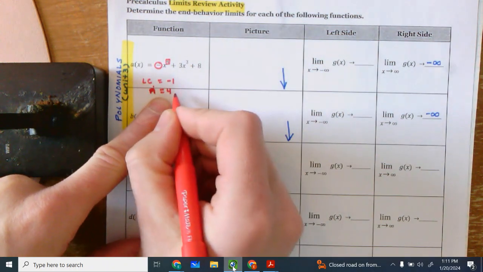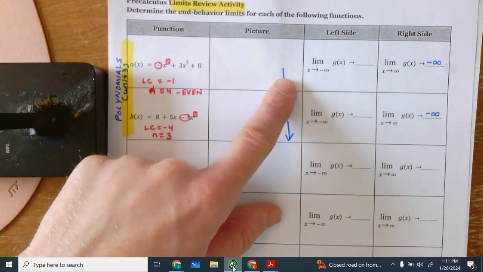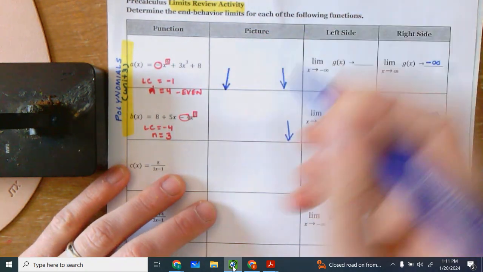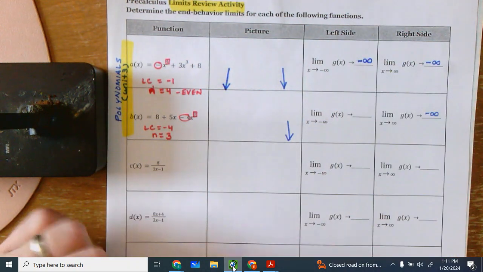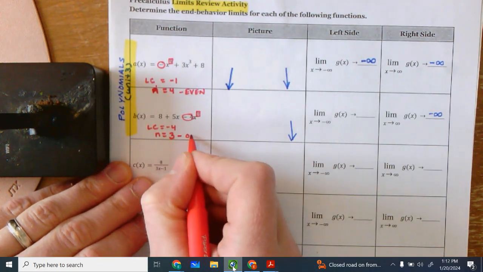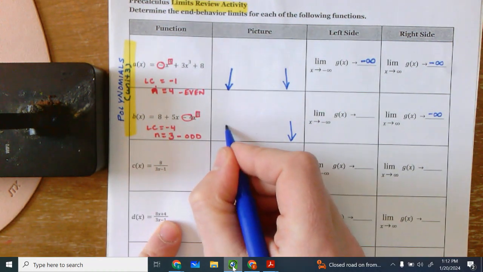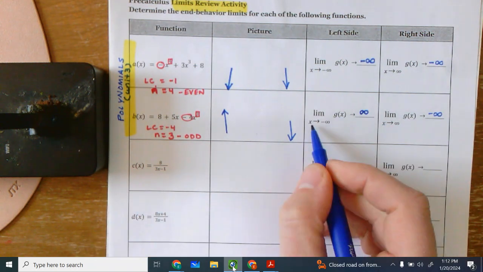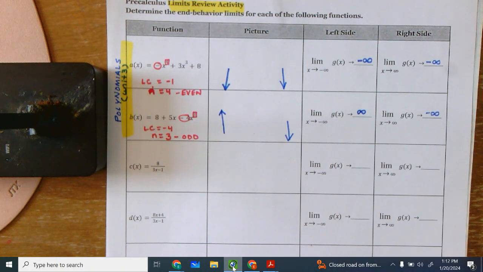If you have an even degree, that means that the right side and the left side are going to go in the same direction. So for A of x, the left side limit is also going to be negative infinity. For B of x, the degree is odd. If you have an odd degree, that means that the left and the right side are going to move in opposite directions. So the left side is going to be going up, and so the limit as x goes to negative infinity for B of x will be infinity.